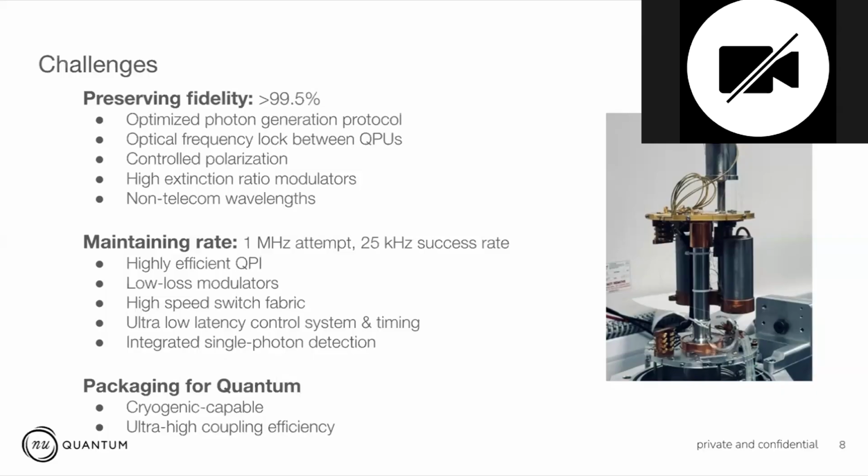Then, to ensure that as many attempts as possible are successful, we need to address all the sources of loss and latency in the system, in the modulator and detection system, and minimize latency in the control system as well. And of course, packaging is an important factor, as fiber chip coupling is an important source of loss. We have additional requirements, things like cryogenic compatibility. I've included an image of the sort of system in our lab that we need to package our PICs to integrate with.